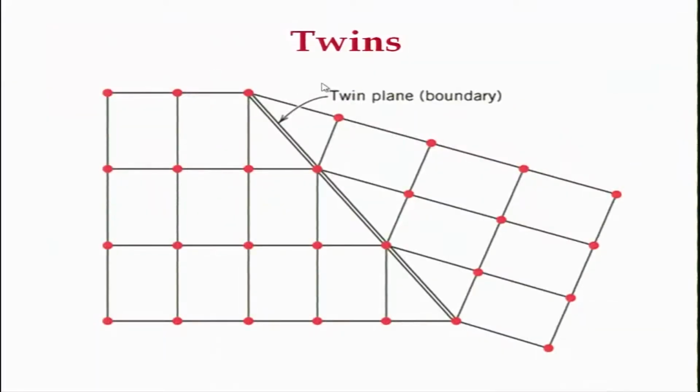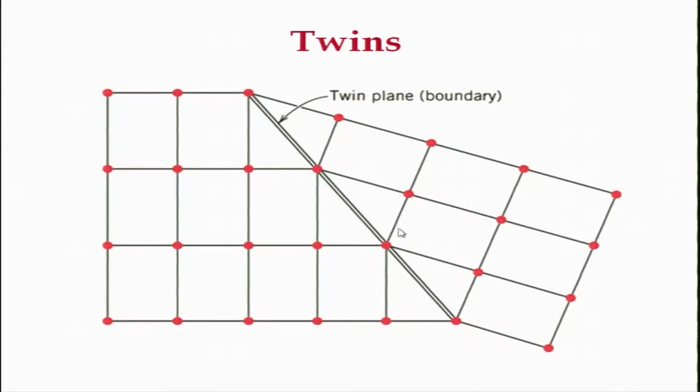These are called twins. In twins, basically you have two parts of the crystal. They are misoriented to each other in such a fashion so that across one boundary, which is called a twin boundary, the atoms look as if they are arranged in a mirror-like position. So you can see that this atom is a mirror image of this atom, which is a mirror image of this atom.